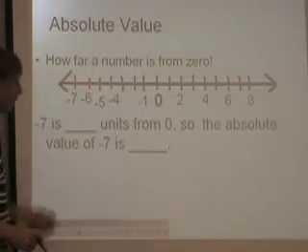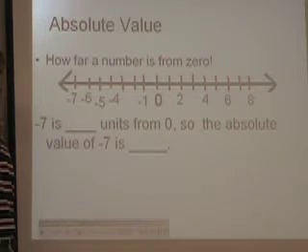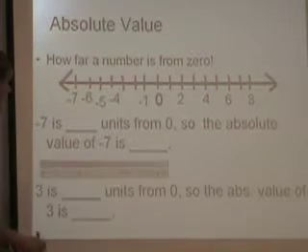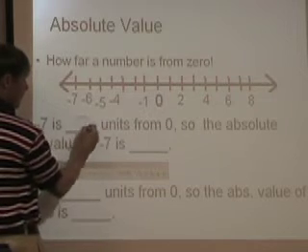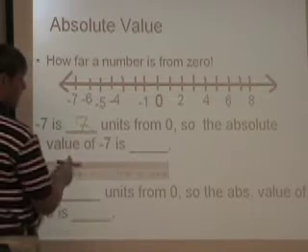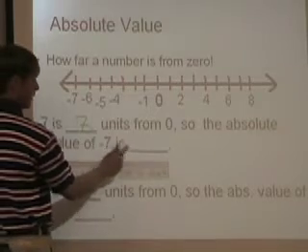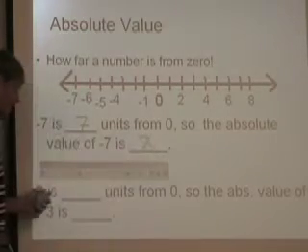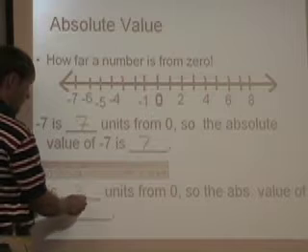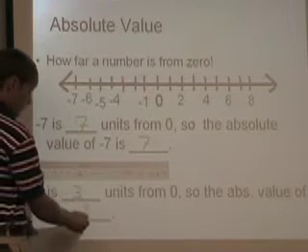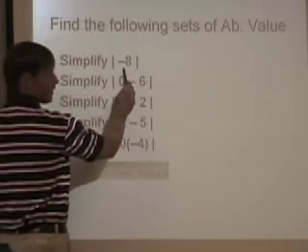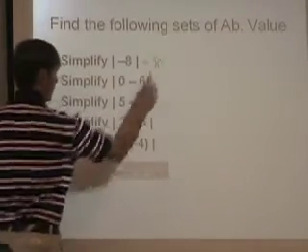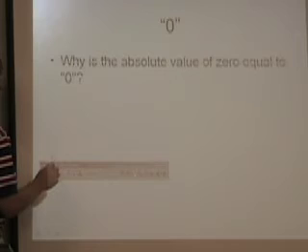Now, negative 7, I want you to answer this question. Write it down and answer it, please. Negative 7 is how many units from 0? 7. So the absolute value of negative 7 is? 7. 3 is how many units? 3. So the absolute value of 3 is? 3. Good. Okay? Now I want you to look at this. What's the absolute value of negative 8? 8. Good. Okay?